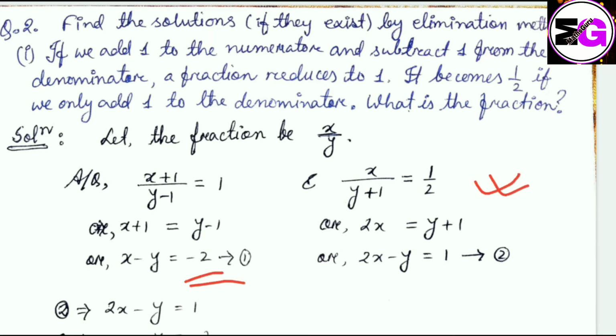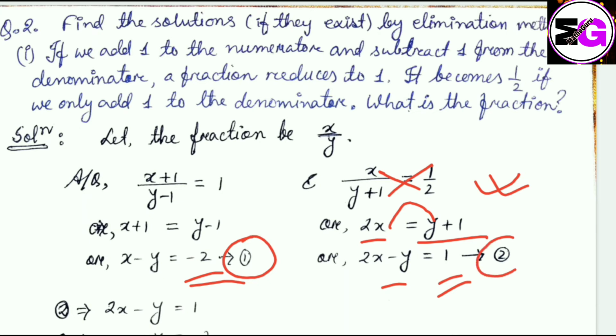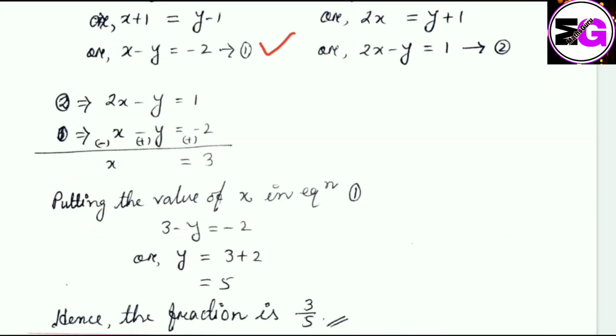Now simplifying the second, multiplying 2 with x and 1 with y plus 1, so twice x is equal to y plus 1, or twice x minus y is equal to 1. So this is equation number 1 and this is equation number 2.